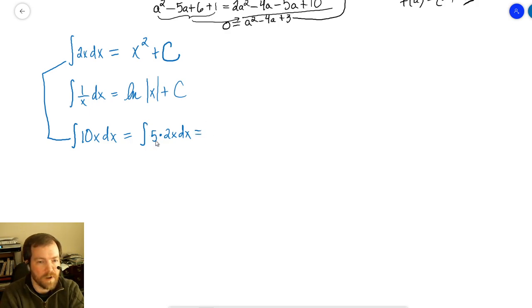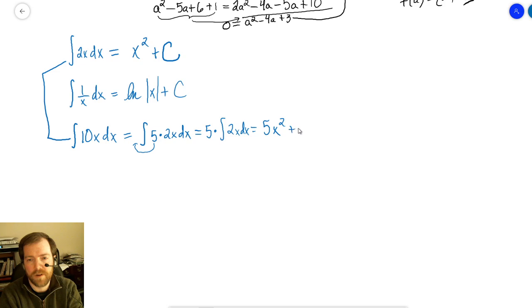And constant multiples for derivatives and now antiderivatives are just going to pass through because they're unaffected by constant multiples. So here the 5 can come out, and then we get 5 times the antiderivative of 2x dx, which means this is going to be 5 times x squared plus c. Technically, you could say that this is 5 times (x squared plus c), but when you multiply c by 5, it's also c.